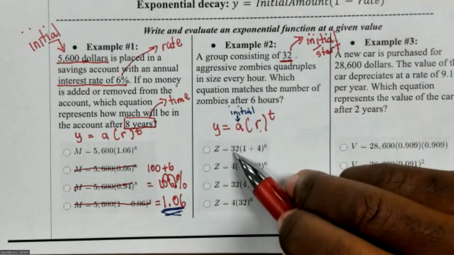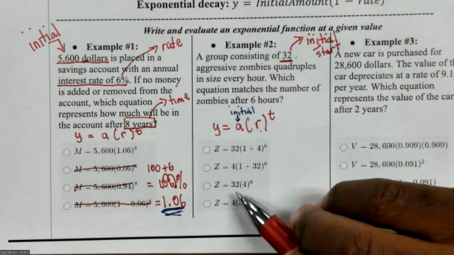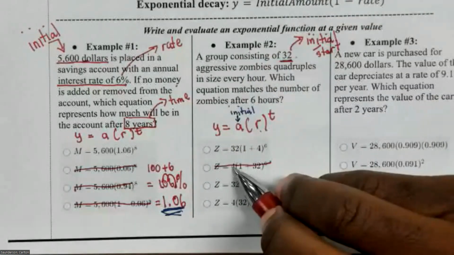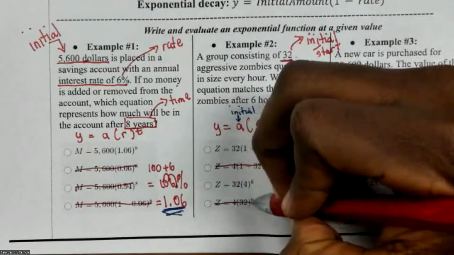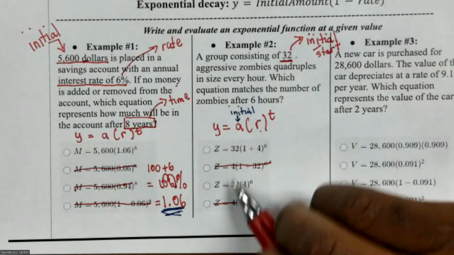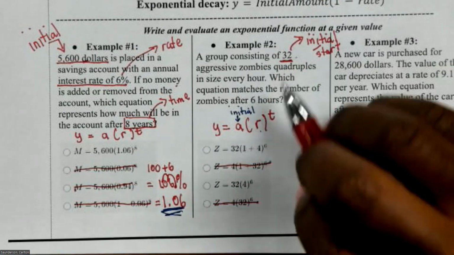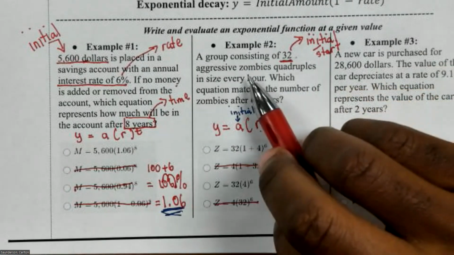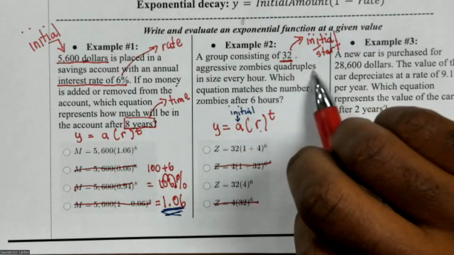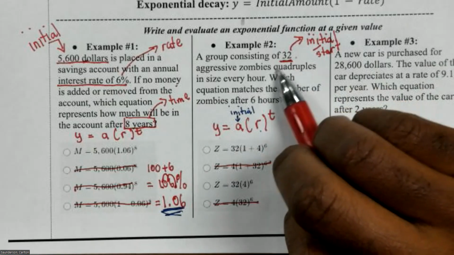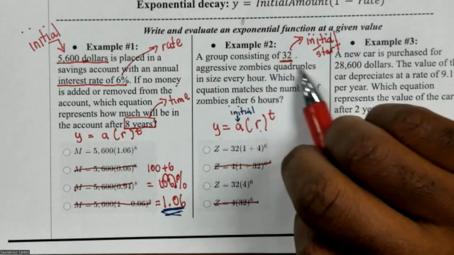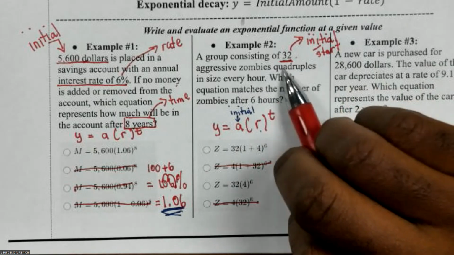If we look here, this has a 32 for the a, this has a 32, but this did not. So this one is out because it has the wrong initial value. This one is also out because it has the wrong initial value. Here it has the initial value being 4, so that was incorrect. The initial value was 32. It says that the zombies quadrupled in size. When you're quadrupling or doubling or tripling, you're not going to be adding, you're going to be multiplying.